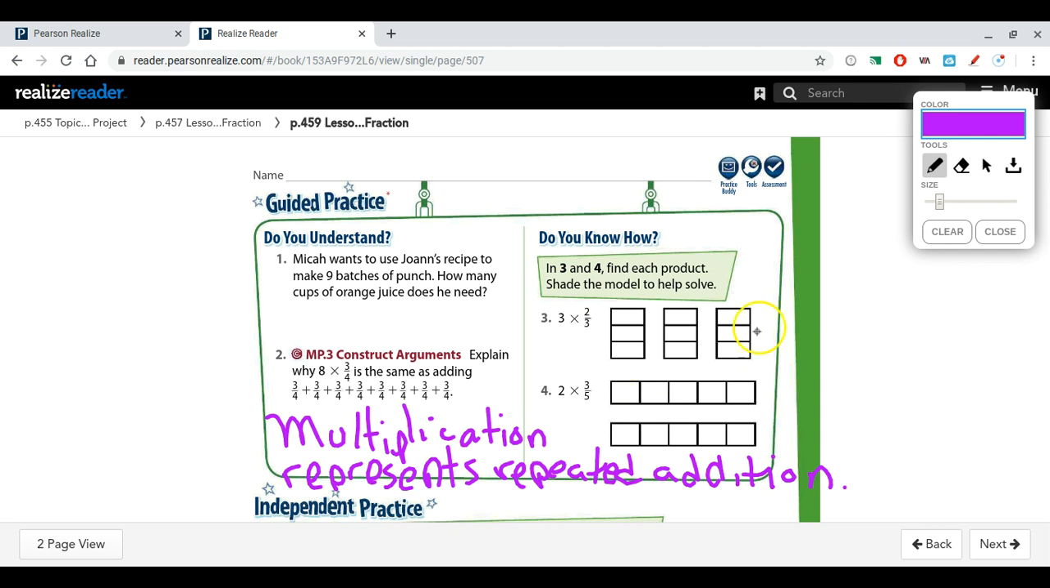Okay. All right, 3 and 4, we're going to model, we're going to find each product. We're going to shade the model this time to help. So it's going to look a little bit differently. You're going to shade in. So each model is going to have 2/3. So you're going to take and shade in 2/3.